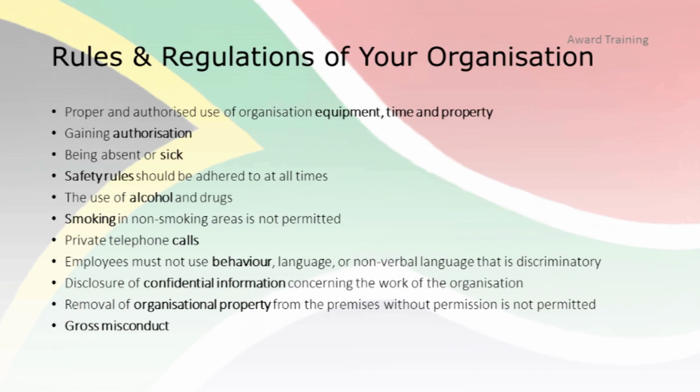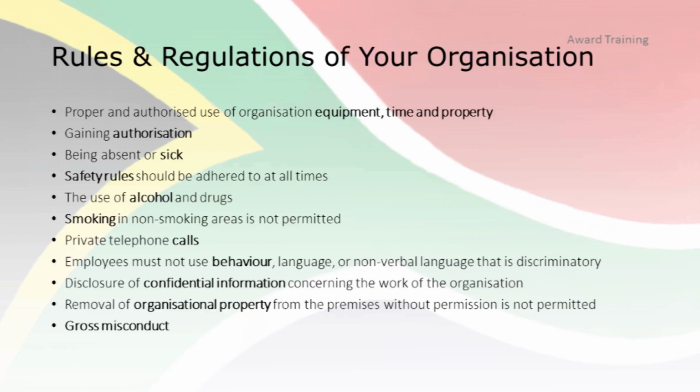Every organization has rules and regulations. Every organization has things that employees can and cannot do, and it's important that each employee understands what he can and cannot do. What about the authorization for the use of equipment, time, and property within your organization? How about being absent or sick? Are there forms to be filled in? Safety rules need to be adhered to, such as safety shoes or safety equipment.